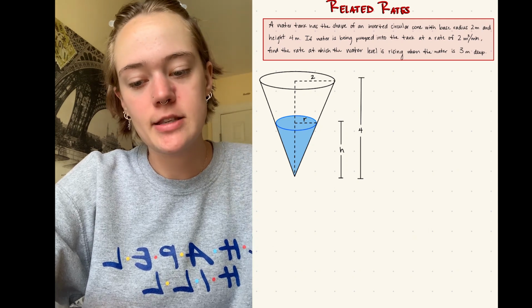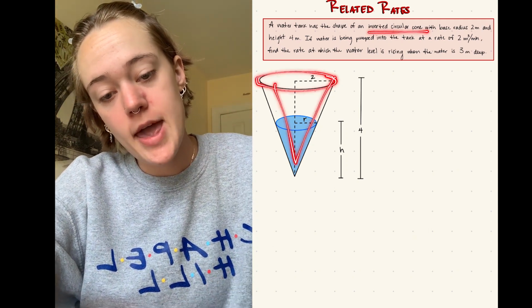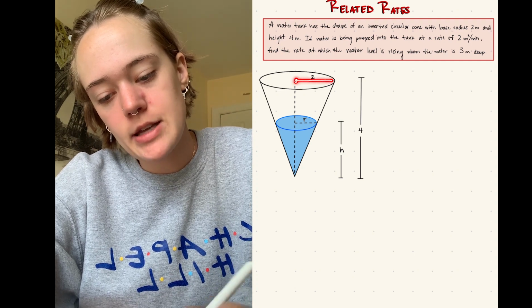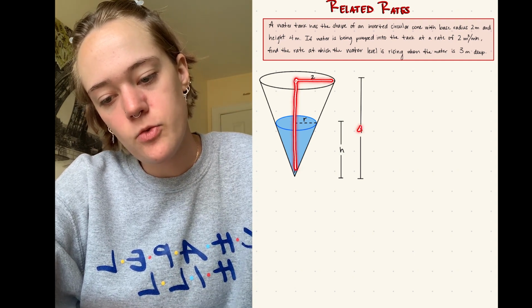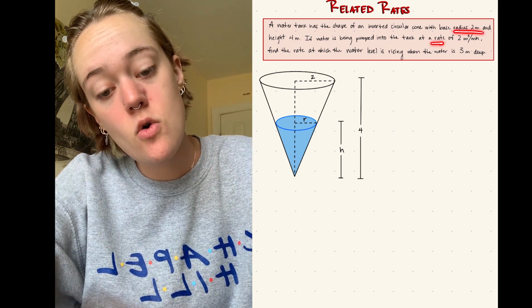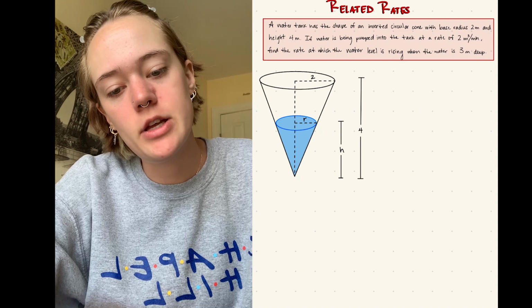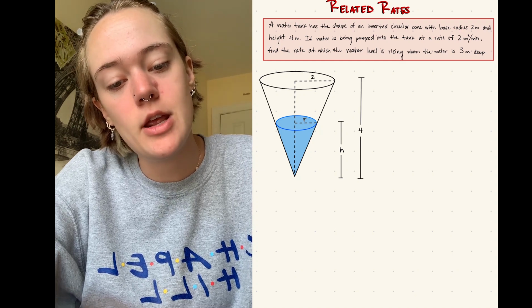Let's talk related rates. A water tank has the shape of an inverted circular cone with a base radius of 2 and a height of 4. If water is being pumped into the tank at a rate of 2 meters cubed per minute, find the rate at which the water level is rising when the water is 3 meters deep.